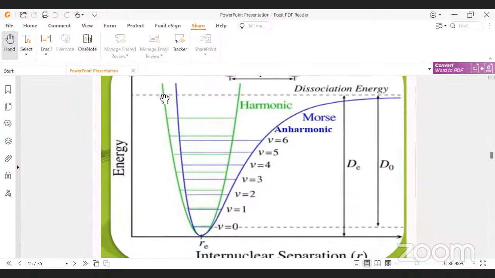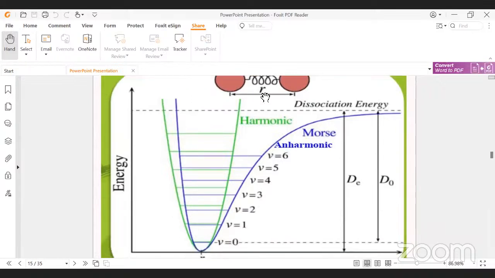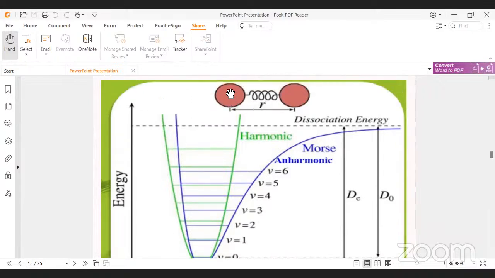Here it's red color balls. These balls are one atom, and this ball is also one atom. Between these two, we have a bond. The bond is like a string. As the energy increases, the bond length also increases. That is harmonic oscillation.